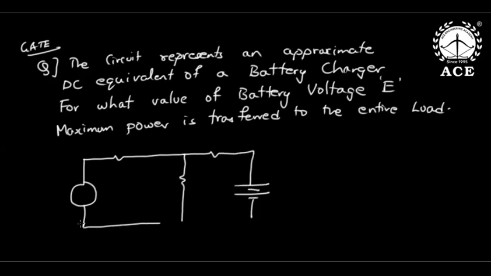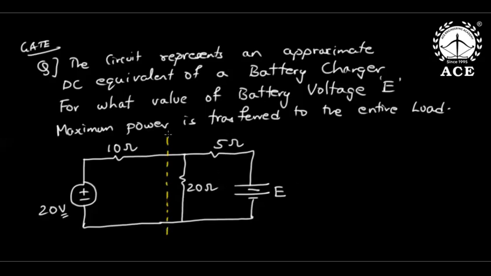Here the load is not a single component. Here the load is the entire battery charger circuit. This boxed yellow line is the entire load. So the load is not a single component. The load is the entire battery charger circuit. Now you read the problem, everybody.